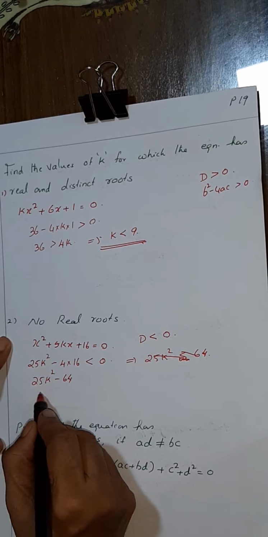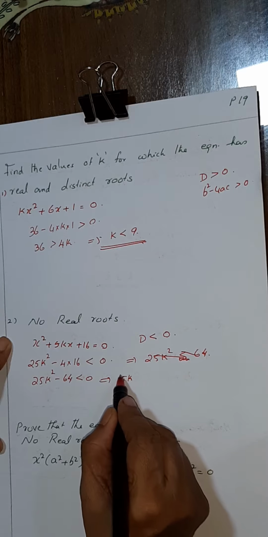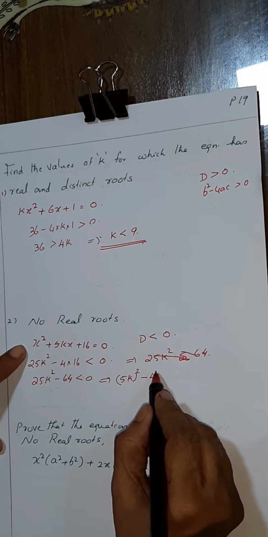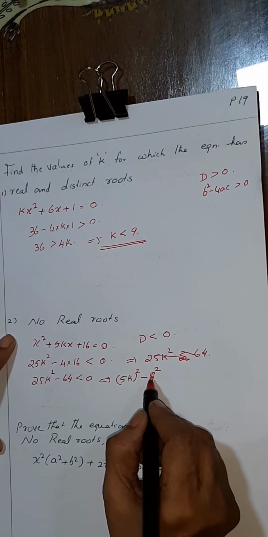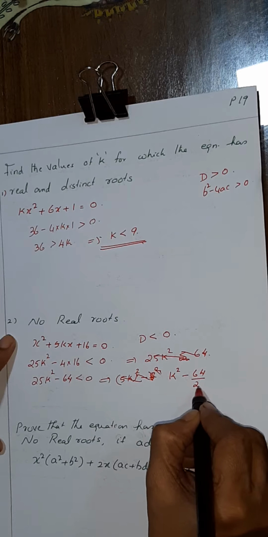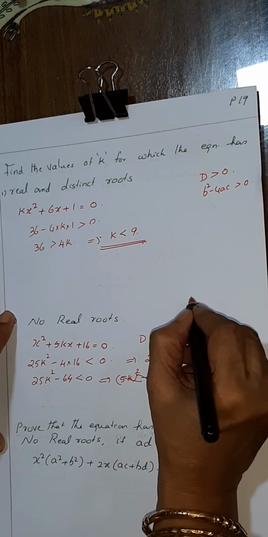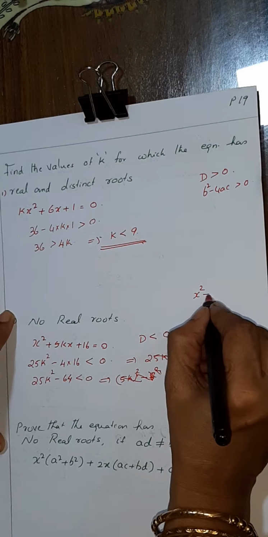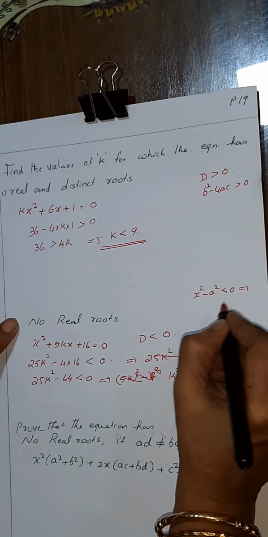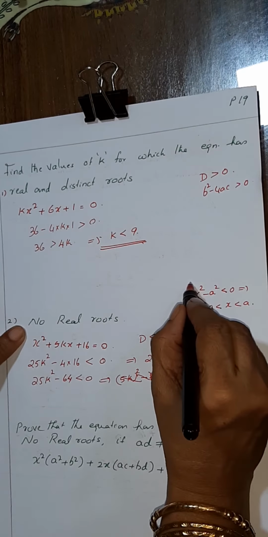This can be written as 5k the whole squared minus 8 squared, or I will write this as k squared minus 64 by 25 is less than 0. Now if you have x squared minus a squared is less than or equal to 0, then x lies between minus a less than x less than a. So we have to use this here.